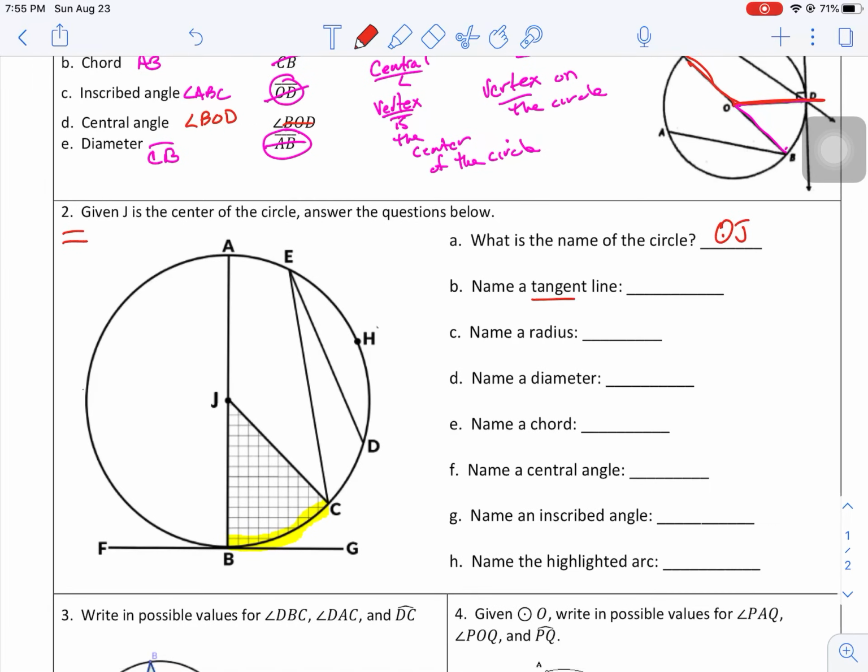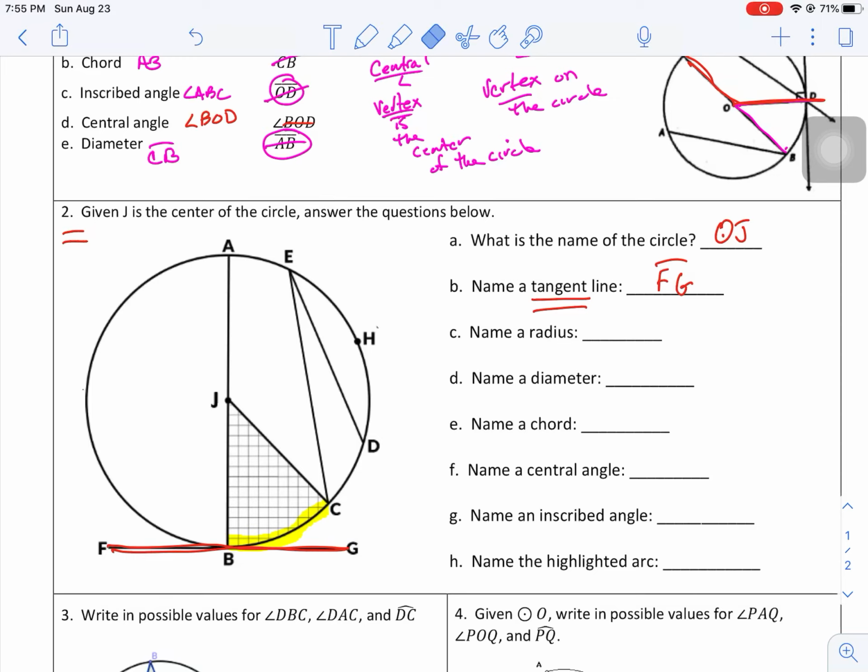Name a tangent. We haven't talked about tangent yet today, but that was on Friday. A tangent is a segment outside the circle that intersects the circle at one spot. And this is the only thing that we see outside the circle. So here's our tangent. Now, anytime you name a segment, we name it with the 2 endpoints, F, G, with the segment symbol above. We don't need 3 letters, even though it goes F, B, G.